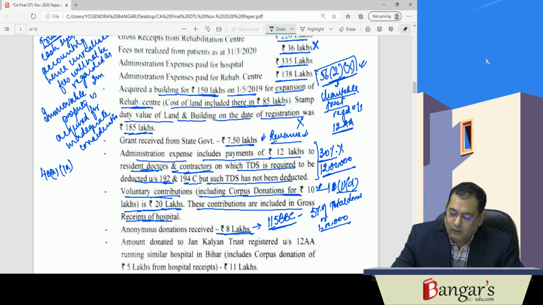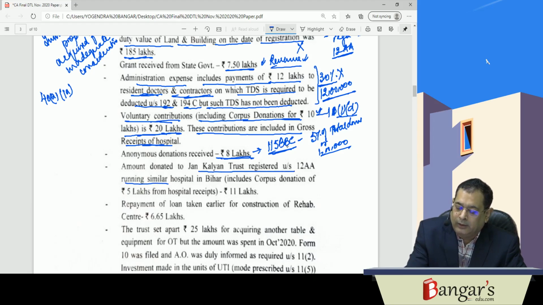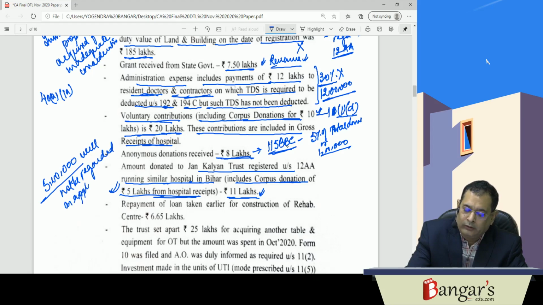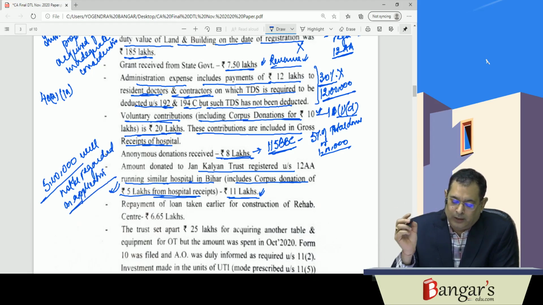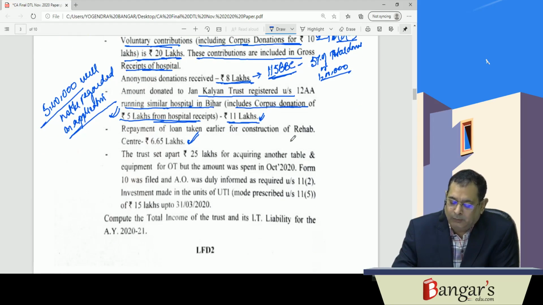Then amount donated to Jan Kalyan Trust, registered under 12AA for running similar hospital in Bihar, includes corpus donations of 5 lakh from hospital receipts. This is 11 lakhs. Now, out of 11 lakh, 5 lakh will not be regarded as application, as the amendment was made last year. If you donate in form of corpus donations to another trust, it won't be regarded as application. Repayment of loan taken for earlier construction will be regarded as application.